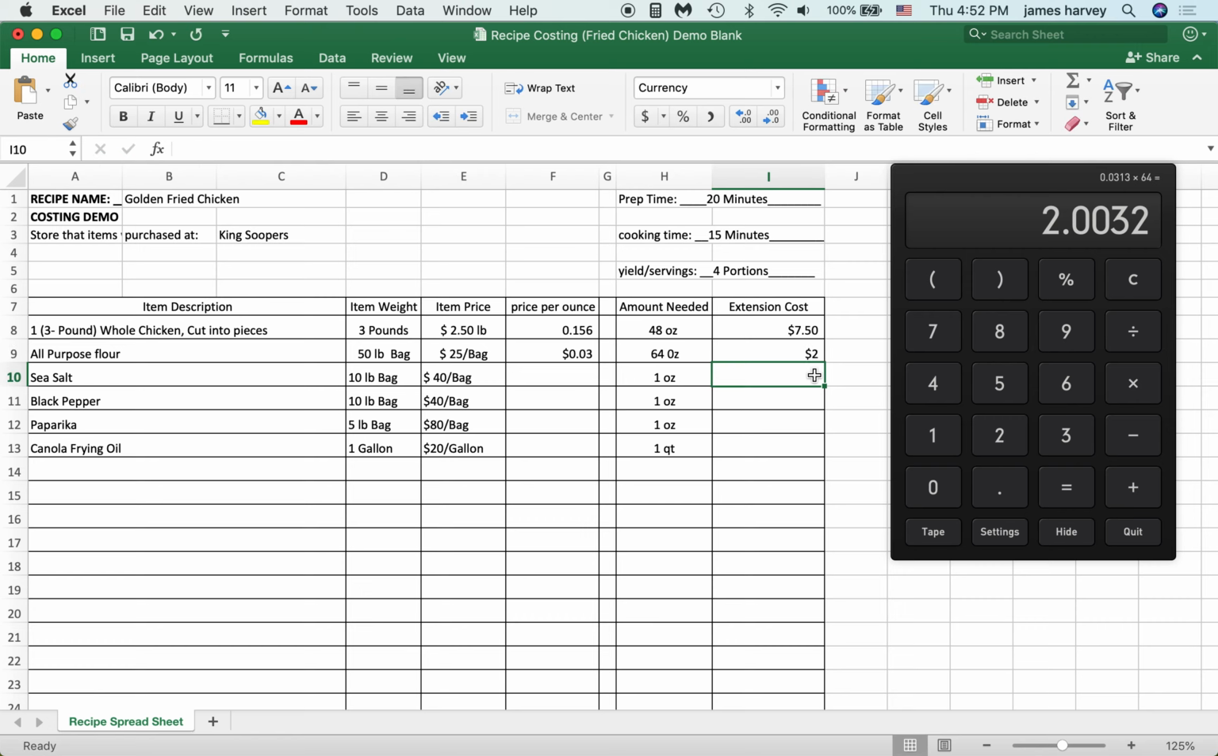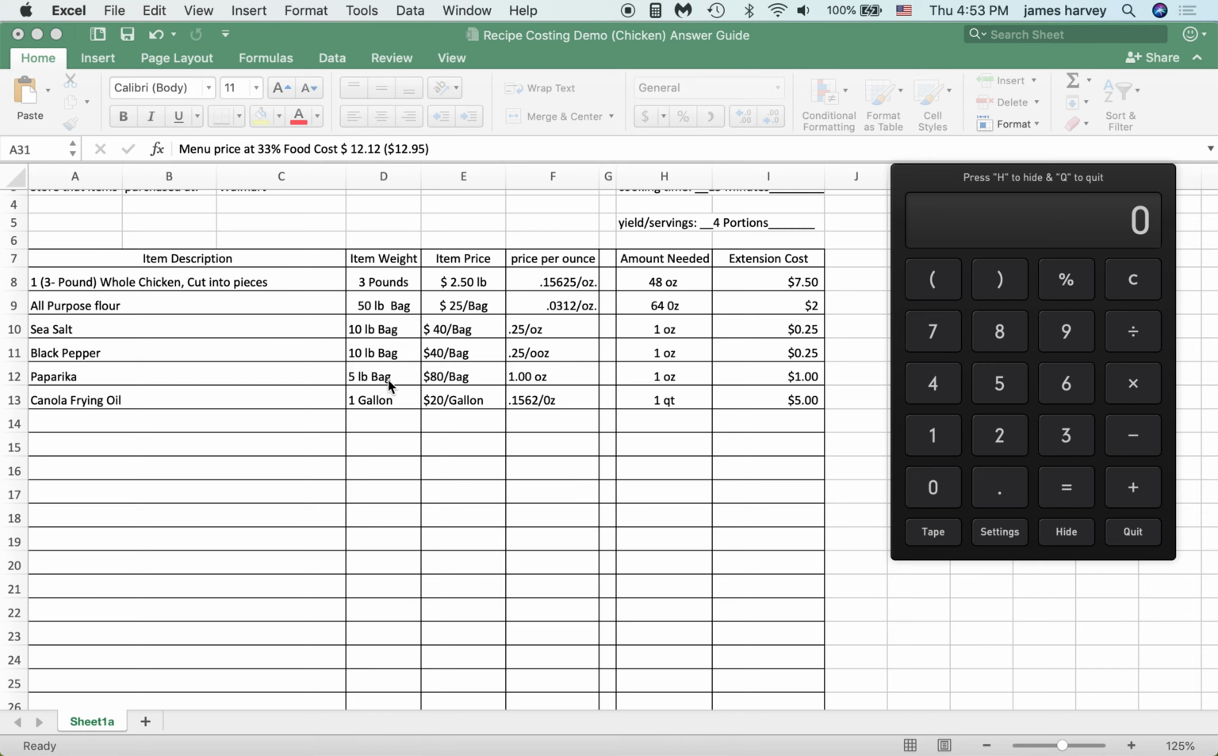I've already completed the costing for the rest of this. Let's move to our next page. I've done the price per ounce for each one of our items. We already had the amount needed, and then I have figured the extension cost. What we need to do now, if you look at each item in the extension cost row, we need to total all the figures, and this will give us our total recipe cost.